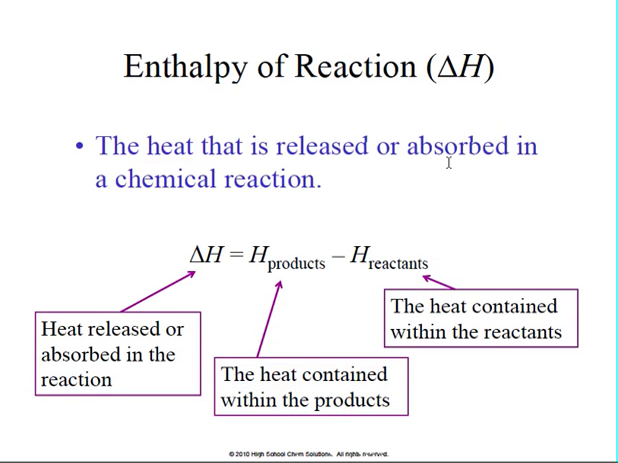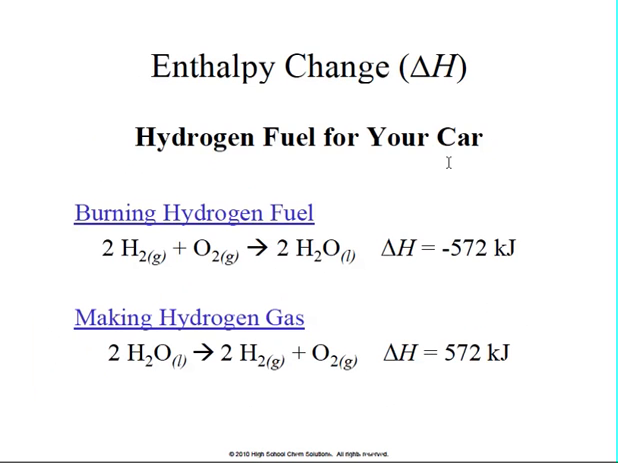Now, enthalpy is the change of that energy. Okay, so the enthalpy is the heat of the products minus the heat of the reactants. Remember the activation energy curve that we talked about? So delta H is equal to the heat of the products minus the heat of the reactants. Now if you look at this, burning hydrogen fuel has a delta H of negative 572 kilojoules, which means when hydrogen reacts with oxygen to make water, we actually give up 572 kilojoules of energy. Now remember, kilojoules is just a unit of heat measurement.